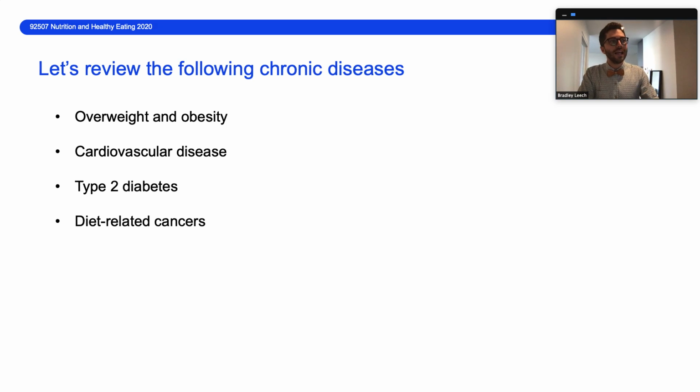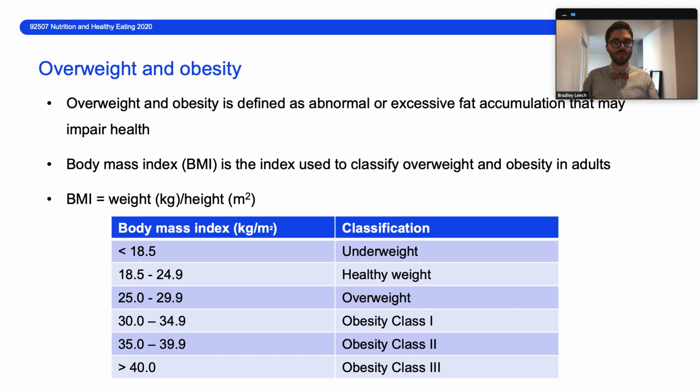Okay, so let's review these 4 chronic diseases: obesity, cardiovascular disease, type 2 diabetes, and diet-related cancers. We're going to start off looking at the prevalence of these diseases, then we're going to look at risk factors, and then potentially some methods on how to control them from a nutritional perspective.